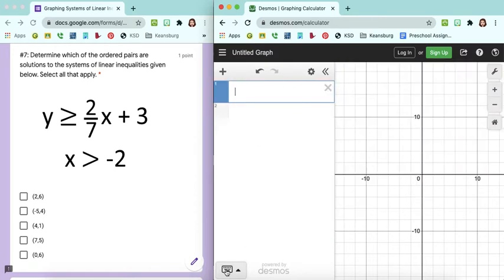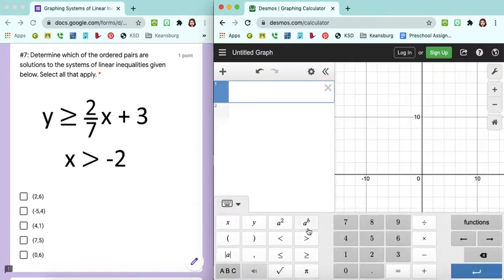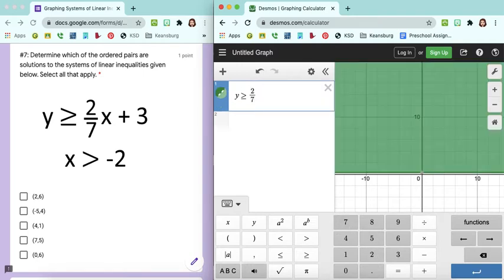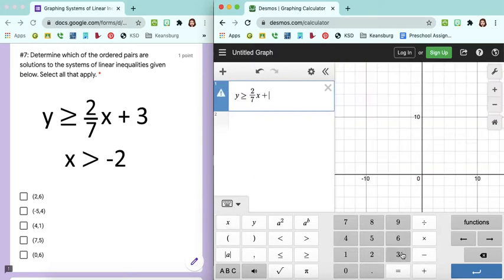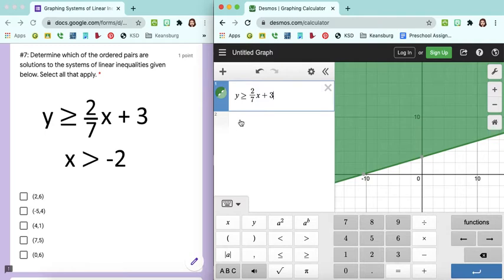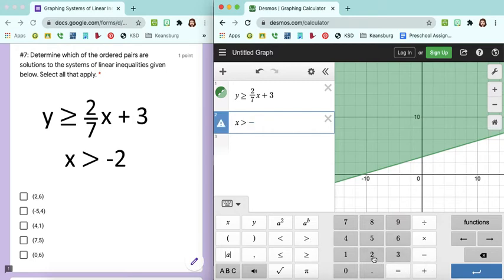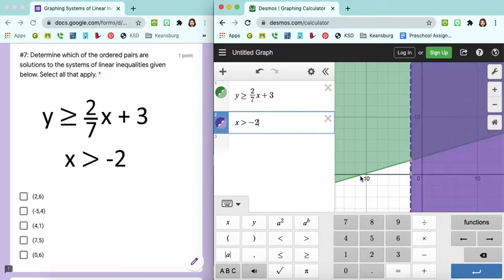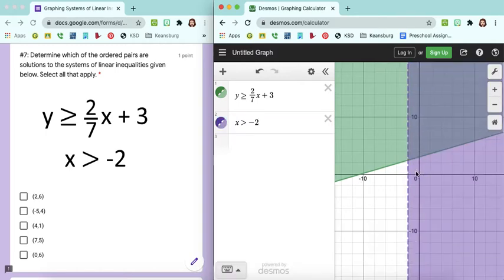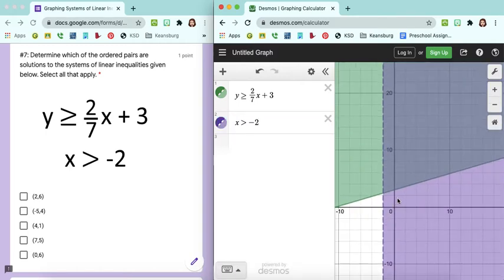And now I'm going to type in what I had and bring back my keyboard. I'm going to say, okay, y is greater than or equal to 2/7 x plus 3. And now I also need x is greater than -2. All right, so I can see in my graph, and if you click on the graph, you can kind of move it around a little bit.